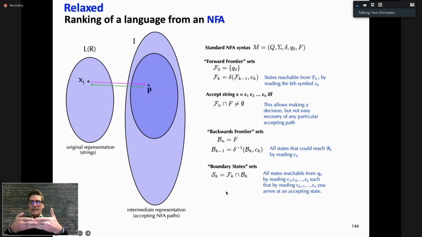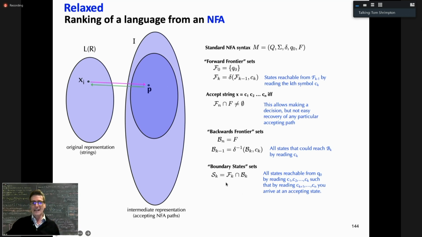Then you can look at the boundary at any position in the string as you're consuming it. If I came forward reading the string, so I read symbols c1, c2 up through ck, and if I were to start at the end of the string and read backwards from an accepting state, c sub n, c sub n minus one, and so on, and I look at the intersection of these two sets, the forward-going ones and the backward-coming ones, at any place, this will tell me the set of states that are reachable from the start by reading the first k symbols, such that if you went from any of those states and read the remaining symbols, you'd end in an accepting state.